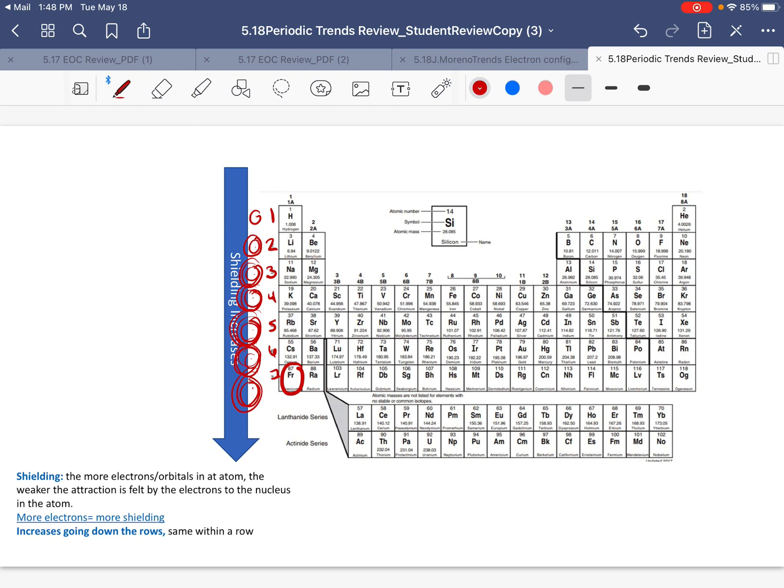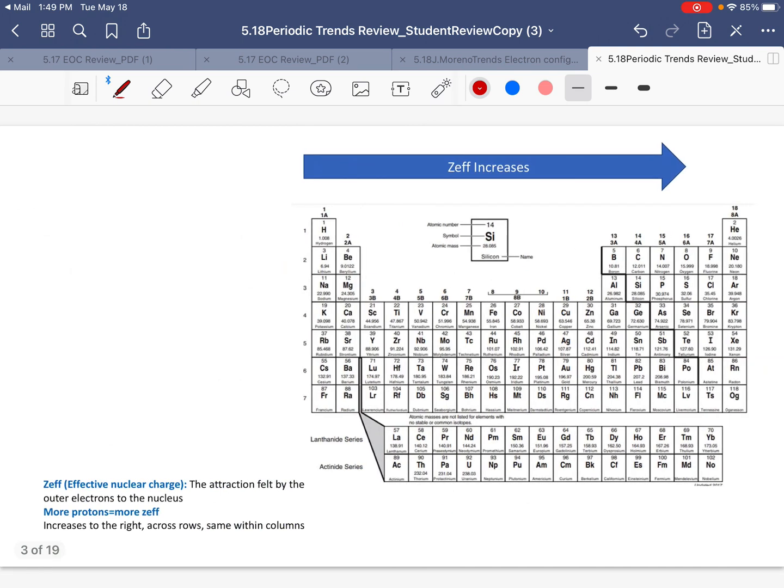Again, shielding increases as it goes down from 1 to 7. The more electrons you have, the weaker the attraction felt from the electrons to the nucleus, so more electrons equals more shielding. Remember, protons are positive and electrons are negative. These are opposite charges and opposites attract. The more shielding you have, the further away your electrons are from the nucleus, and there's less attraction because they're too far away to feel it. That is shielding, one of our first primary trends.